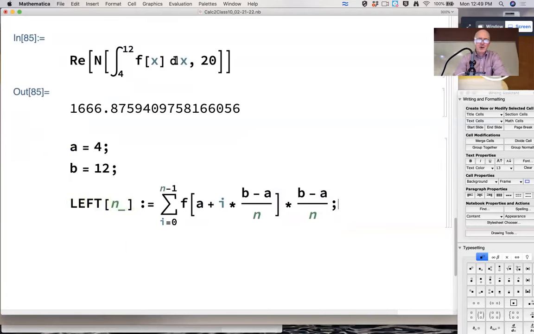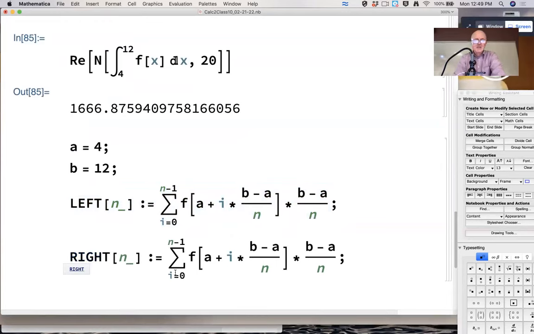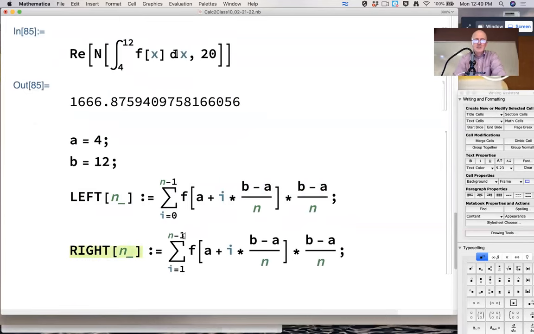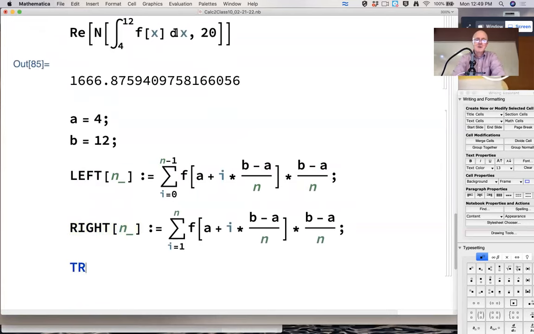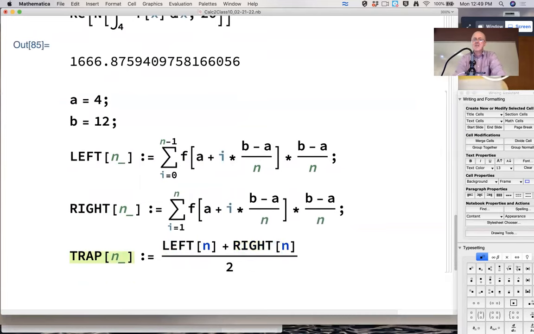Do a semicolon to separate that function from the right-hand sum. You can copy and paste. Change the word left to right. Don't forget to do that. Change the 0 to a 1. Change the n minus 1 to an n. And that'll be a right-hand sum. For the trapezoid sum, you don't need a summation. You can just average the left and the right-hand sums, add them up, divide by 2. Once again, I emphasize, notice that when you define these functions of n in this case, you need the underscores, but once they're defined, you do not need them.